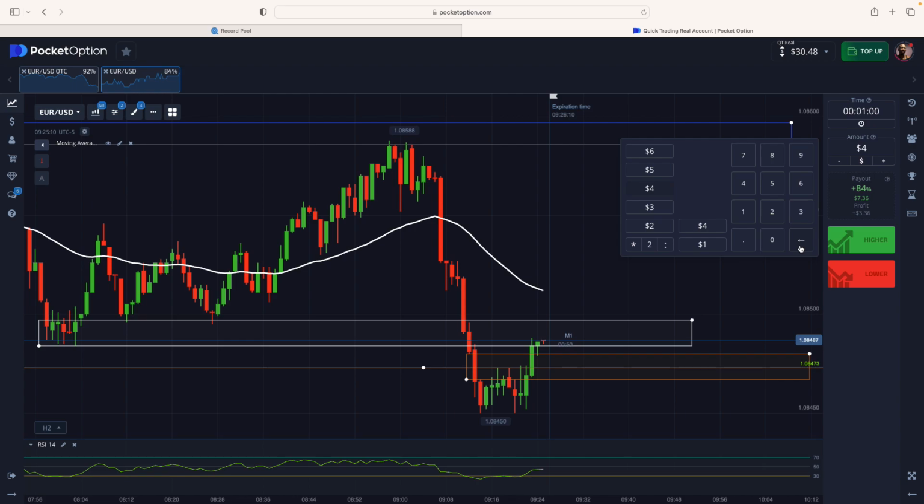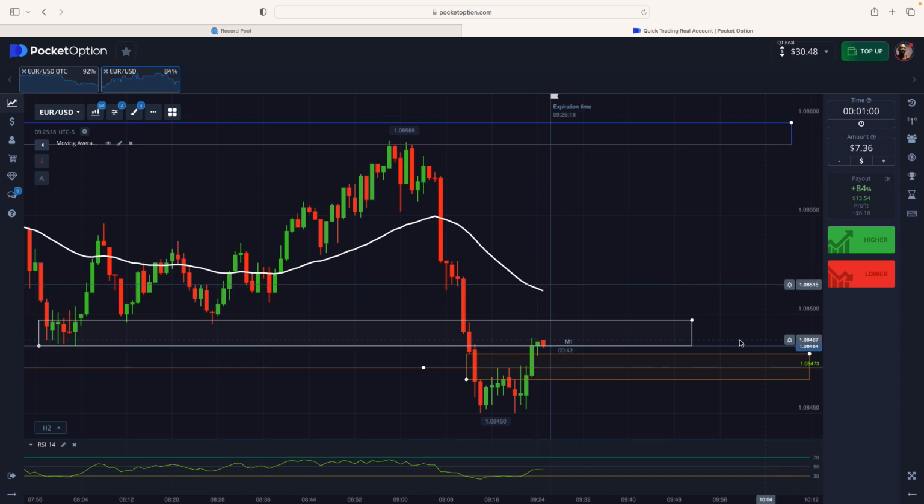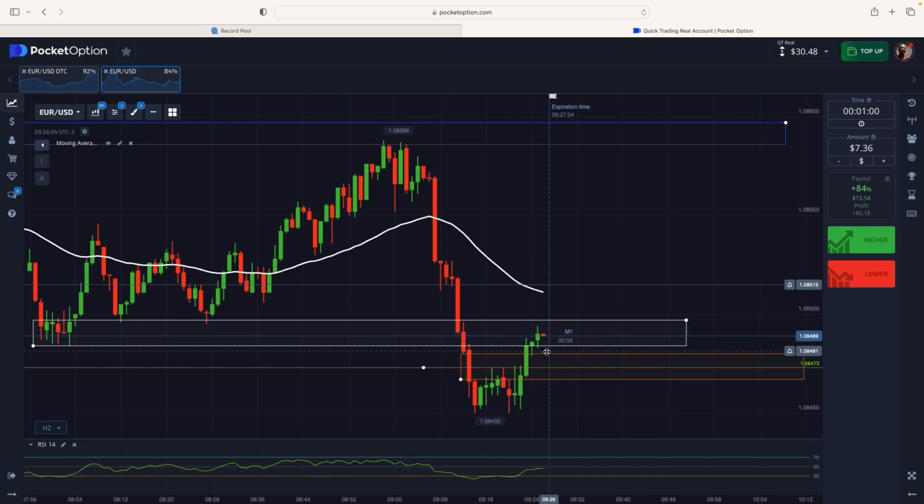Okay, now we go to 736. You notice once it broke, it came back, did a quick retest, didn't break it, and it kept going up. Also, this went up too. See how it didn't break it, retested.